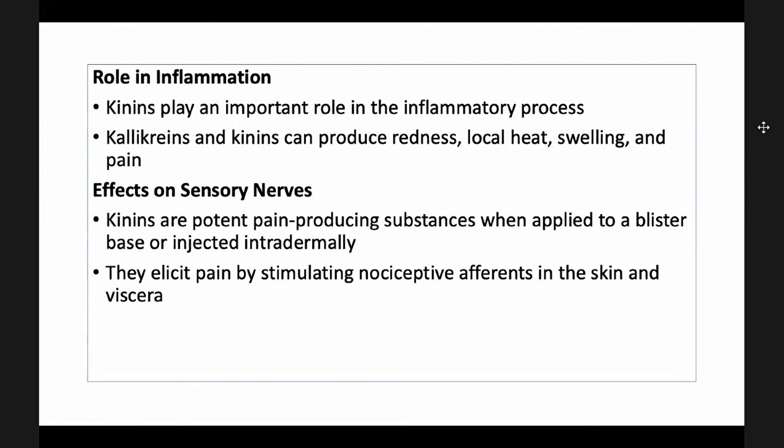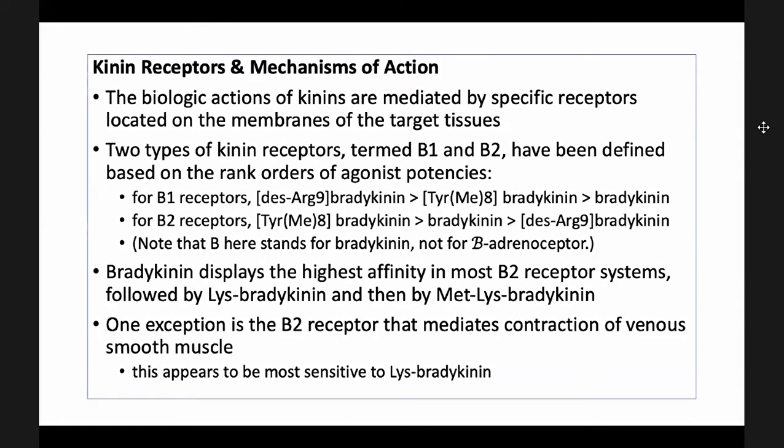They elicit pain by stimulating nociceptive afferents in the skin and viscera. The biologic actions of kinins are mediated by specific receptors located in the membranes of the target tissues. There are two types of your kinin receptors, termed B1 and B2, and they have been defined based on the rank orders of agonist potencies. So for B1, this is the rank order of your agonist potencies, and for your B2.